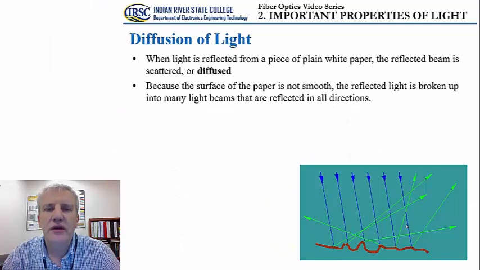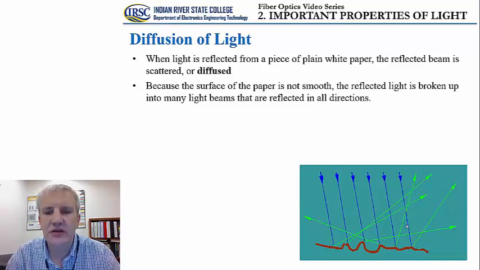We are going to introduce another important phenomenon related to the behavior of light, so-called diffusion. If we are talking about two different types of materials, where one material has a very rough surface, when the light hits that rough surface, it's going to get reflected in many different directions. In such a case, we are talking about a scattered or diffused beam of light. So the diffusion or scattering of light occurs if the boundary between the two media is not smooth.